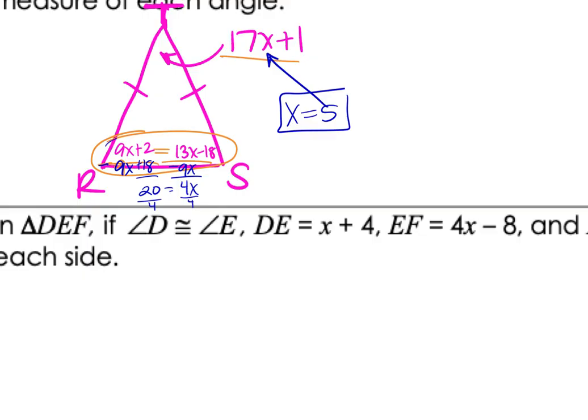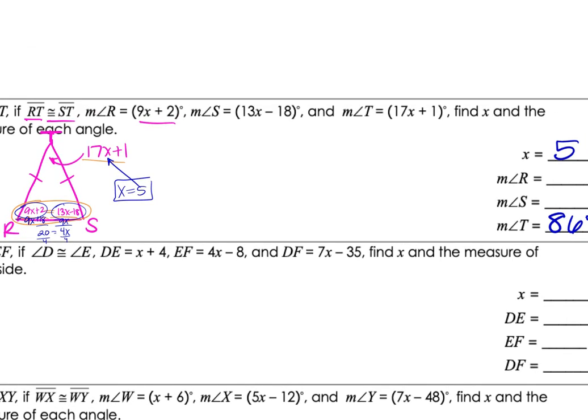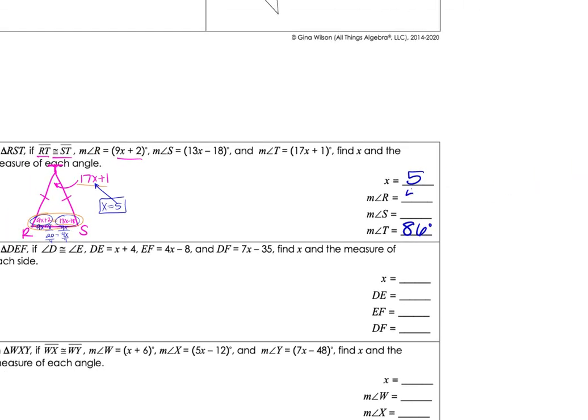Same thing with r and s. Plug them both in. 9 times 5, 45 plus 2 is 47. Do you have to plug it into s? What is s going to be? 47. It's going to be the same as r. Now, could you, should you, maybe, just to check your answer, make sure you did it right, but you don't have to. Okay?